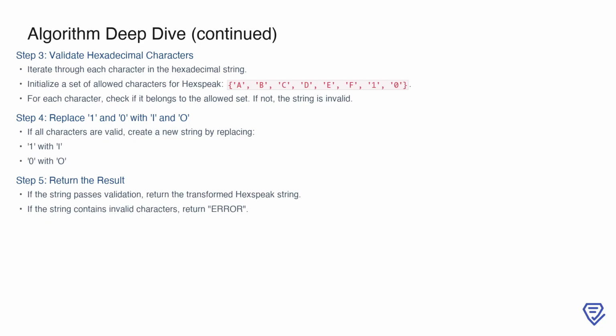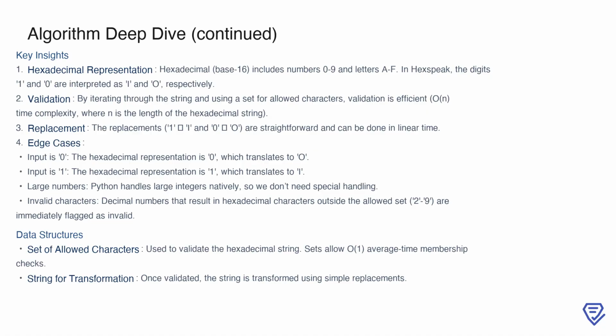This replacement creates the final Hexspeak string. At the end of this process, we return the transformed string if it is valid. Otherwise, if any invalid characters were found during validation, we return the string "error" to indicate the input cannot be represented as Hexspeak. Now, let's discuss some key insights about this problem.